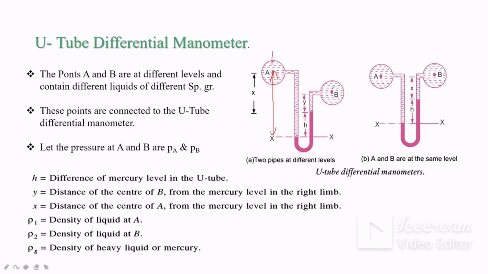Similarly, for the right limb, what will happen? It is PB plus rho 2 g h2. But this h2 is not there here. In the case of h2, what is there? Y and h are there, right? But here, for Y and h, we have two different types of liquids.